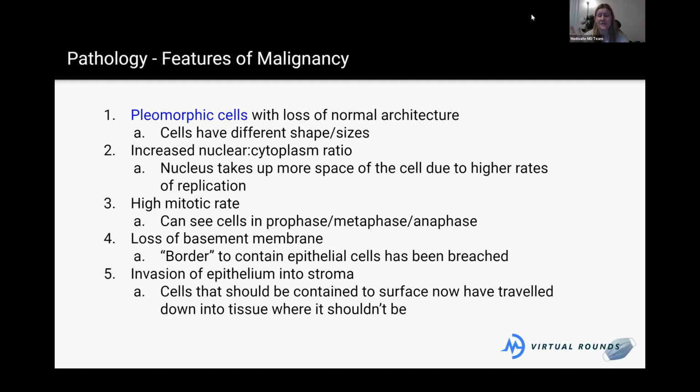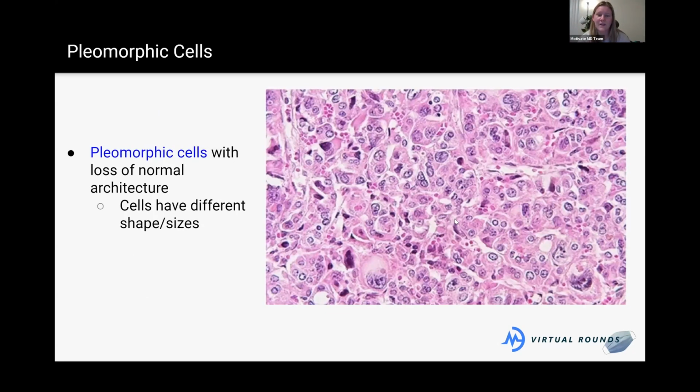And now that the cells are within that lower layer, they're not contained at the surface and are more prone to spreading to things like blood vessels in your lymphatic channels, and things that can cause it to actually spread. So I'll show you examples of all of these, and because I know this is a busy slide with a lot of information, this is the first one, the pleomorphic cells.